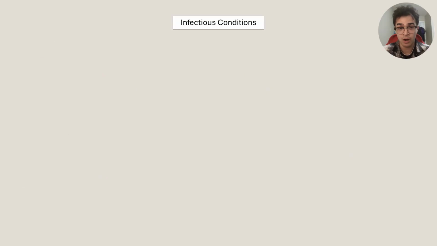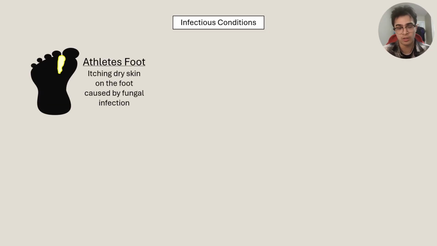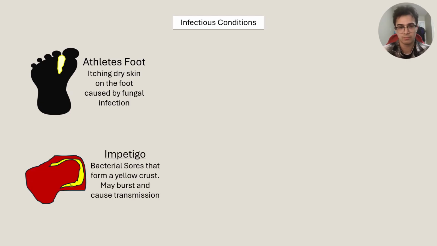Finally, we have our infectious conditions category. Our first one is called athlete's foot, which is caused by a fungus. It causes dry skin and itching on the client. The next one is called impetigo, which is a bacterial sore. These often form yellow crusts, which may burst and become contagious to other people.